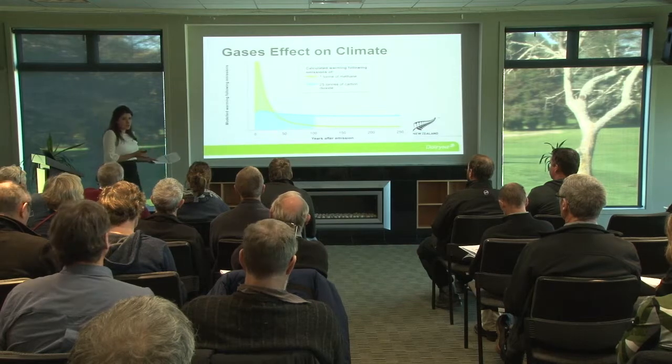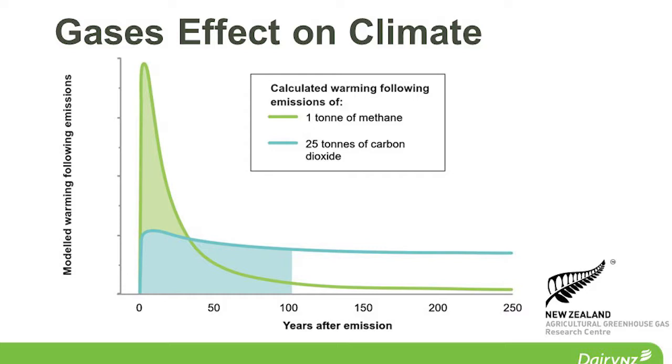Now, this is just illustrating what I was talking about before in the previous graphs. The green line here is the temperature or warming impact profile of methane. Most of the warming that methane causes occurs in the first 50 years. You can see it's quite a bit higher than carbon dioxide, but it does fall off steeply. The longer you look into the future, the less of an effect it has on the warming, because it's disappearing from the atmosphere.